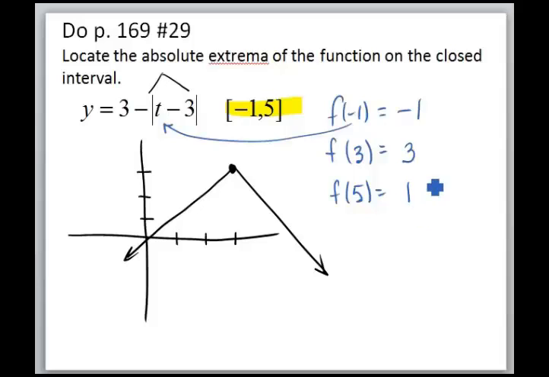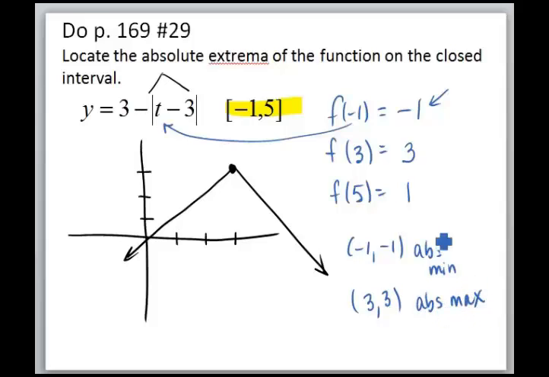So what does this mean? Well, this one happens to be my absolute minimum. It's the smallest value. So I'll write that as -1. -1 is my absolute minimum. And then 3 is my absolute maximum because it is the highest height. The 3 is the highest height.